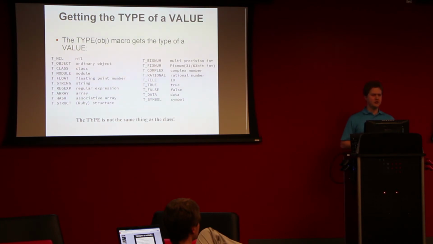Now, there's a thing called the type of a value. And type is not the same thing as class. Type basically represents what kind of data this thing is pointing to. And there's a fixed set of them. And here's the complete list. You can use the TYPE macro on the Ruby object to figure out what type of thing it is. And it'll return one of these values. So for example, if it's nil, the TYPE macro will return T_NIL. If it's an object, the TYPE macro will return T_OBJECT. If it's a thing that wraps a pointer, it actually returns T_DATA.